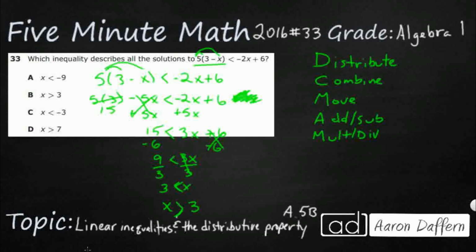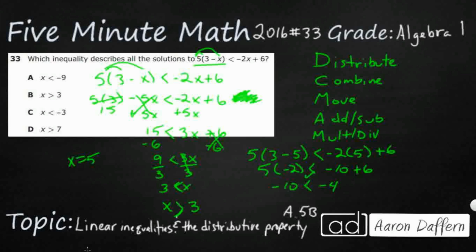So let's double check. Let's just say x equals 5. We should get a true statement. I'm going to rewrite this up here. So 5 times (3 minus x, where x is 5) is less than negative 2 times 5 plus 6. So I've got 5 times negative 2, which is negative 10, less than, and negative 2 times 5 is negative 10, plus 6. So I got negative 10 is less than negative 4. And that is a true statement. That's what we're looking for.